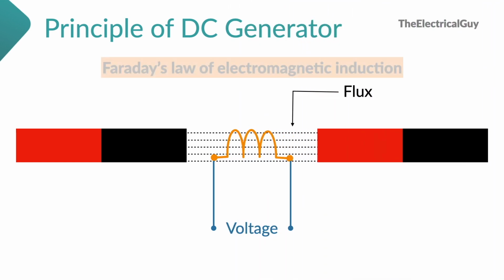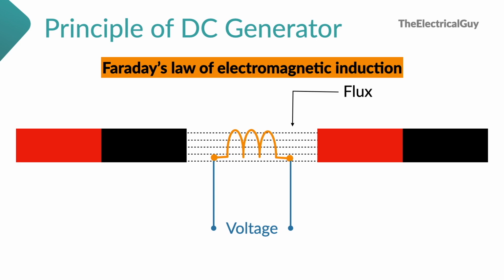This principle is known as Faraday's law of electromagnetic induction. Faraday's law of electromagnetic induction is not only helpful in understanding the principle of DC machines, but also useful for understanding transformers and AC motors. You can find the dedicated video on Faraday's law of electromagnetic induction on my YouTube channel. You can watch that for more information.